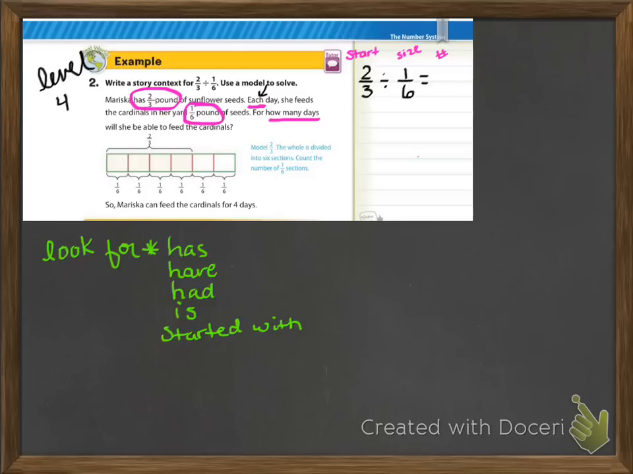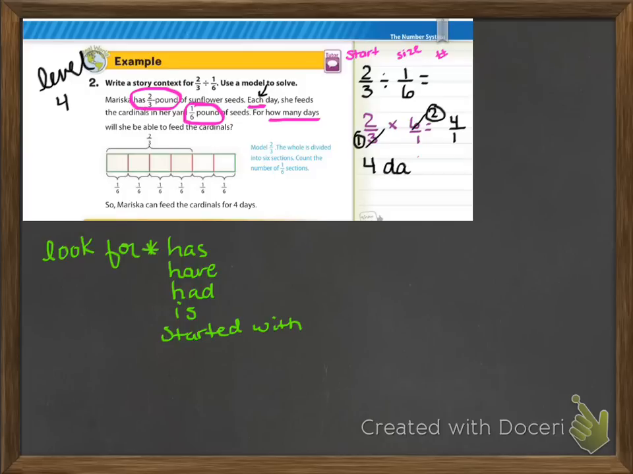So now let's go ahead and do our keep, flip, change, just like we would normally do. 2/3 multiplied by 6/1. Make sure that you check for that cross simplifying, and we see that we can take out the 3 and the 6 here, so we get 1 here and 2 here. And then 2 times 2 is equal to 4. 1 times 1 is 1, and we get a total of 4 days.